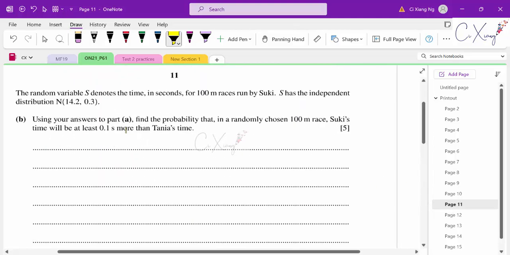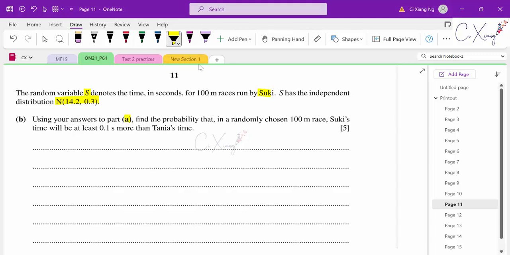Just now we had T, and now we have the other random variable S by Suki. Suki has an independent distribution, also normally distributed. Using your answer in part A, find the probability that in a randomly chosen 100-meter race, Suki's time will be at least 0.1 seconds more than Tanya's time.